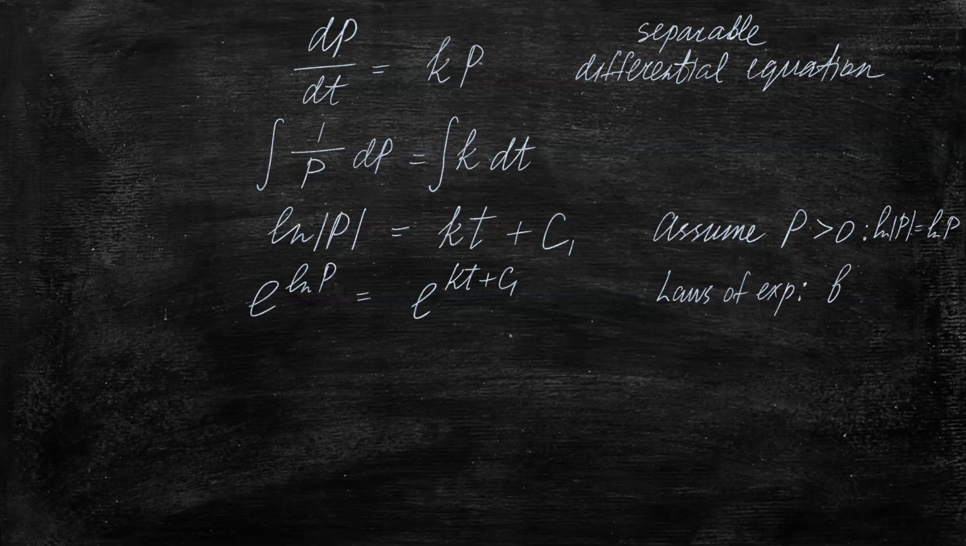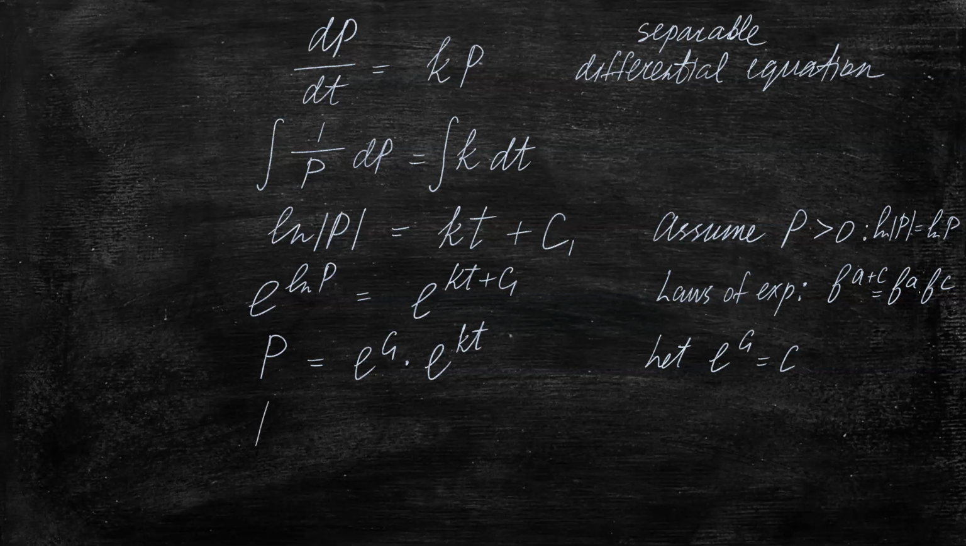So according to the laws of exponents, this is true. So we're going to have on the left side p, and on the right side we're going to have e to the power c1 times e to the power kt. And if we let e to the power c1 be our c2, and since it's going to be our last constant, let me just call it c. So finally we get the following solution of this differential equation. So p of t is equal to c times e to the power kt.